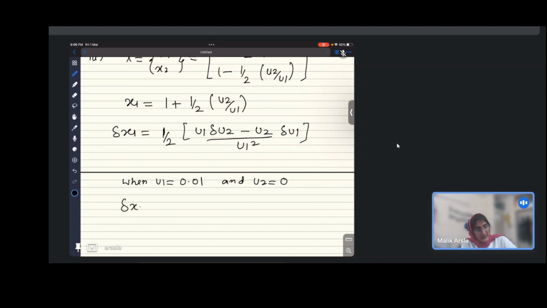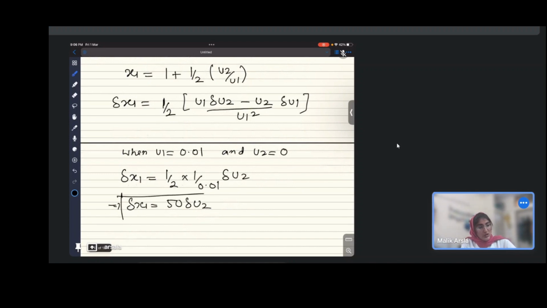What we are getting for delta x is 1 by 2 into 1 upon 0.01 delta u2, and it implies del x1 is equal to 50 del u2. So you can see that the change in x is insensitive to u1, so it only depends on u2. If you are bringing changes in u2, this is going to be sensitive to that.